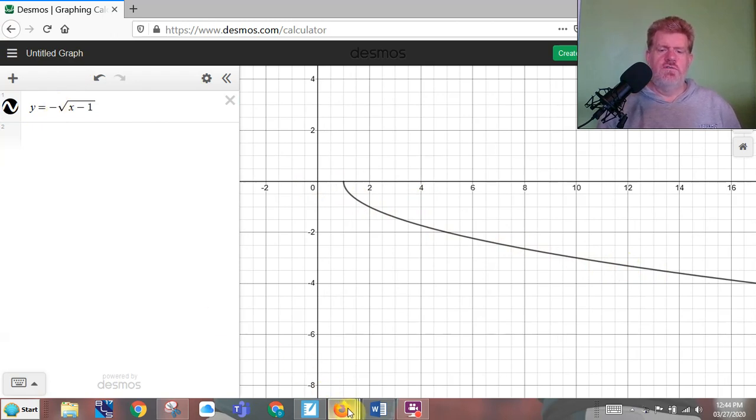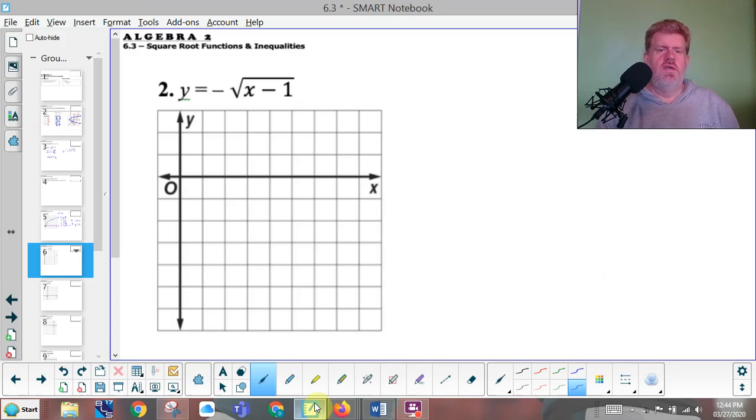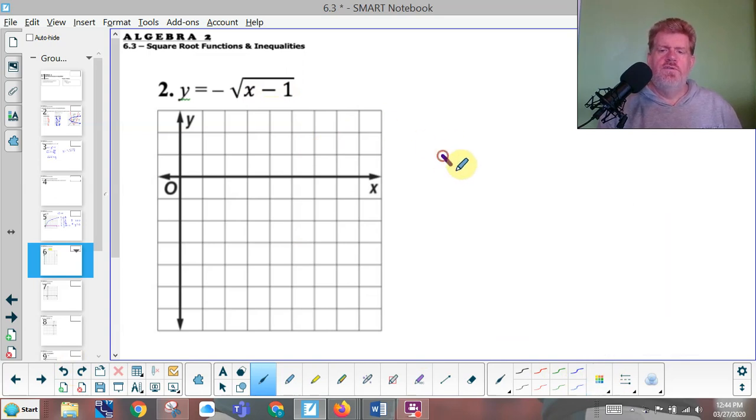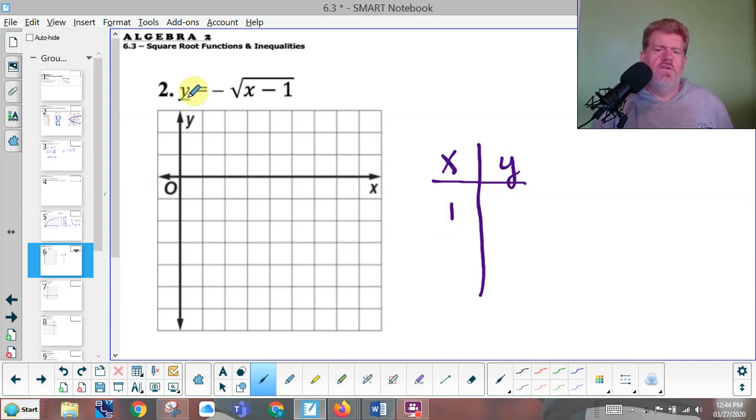So let's look at some points. Okay. So again, always my first question is, what makes this under the radical equal to 0? What x value would give you an answer of 0? So if x minus 1 equals 0, then x would have to be 1. So let's do a little chart. We will pick 1 for x. So 1 minus 1 is 0, and the square root of 0 is 0, and there's no such thing as a negative 0, the whole thing is 0.